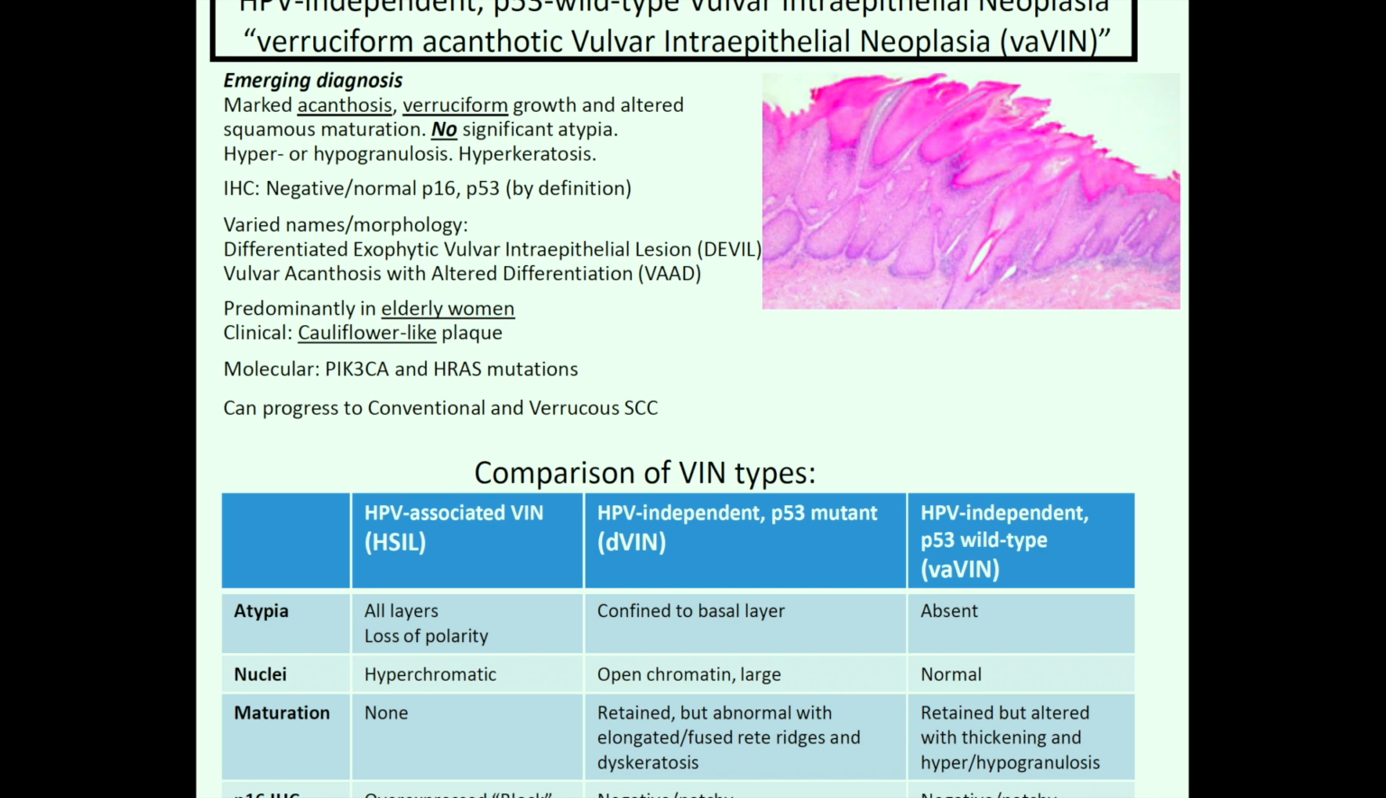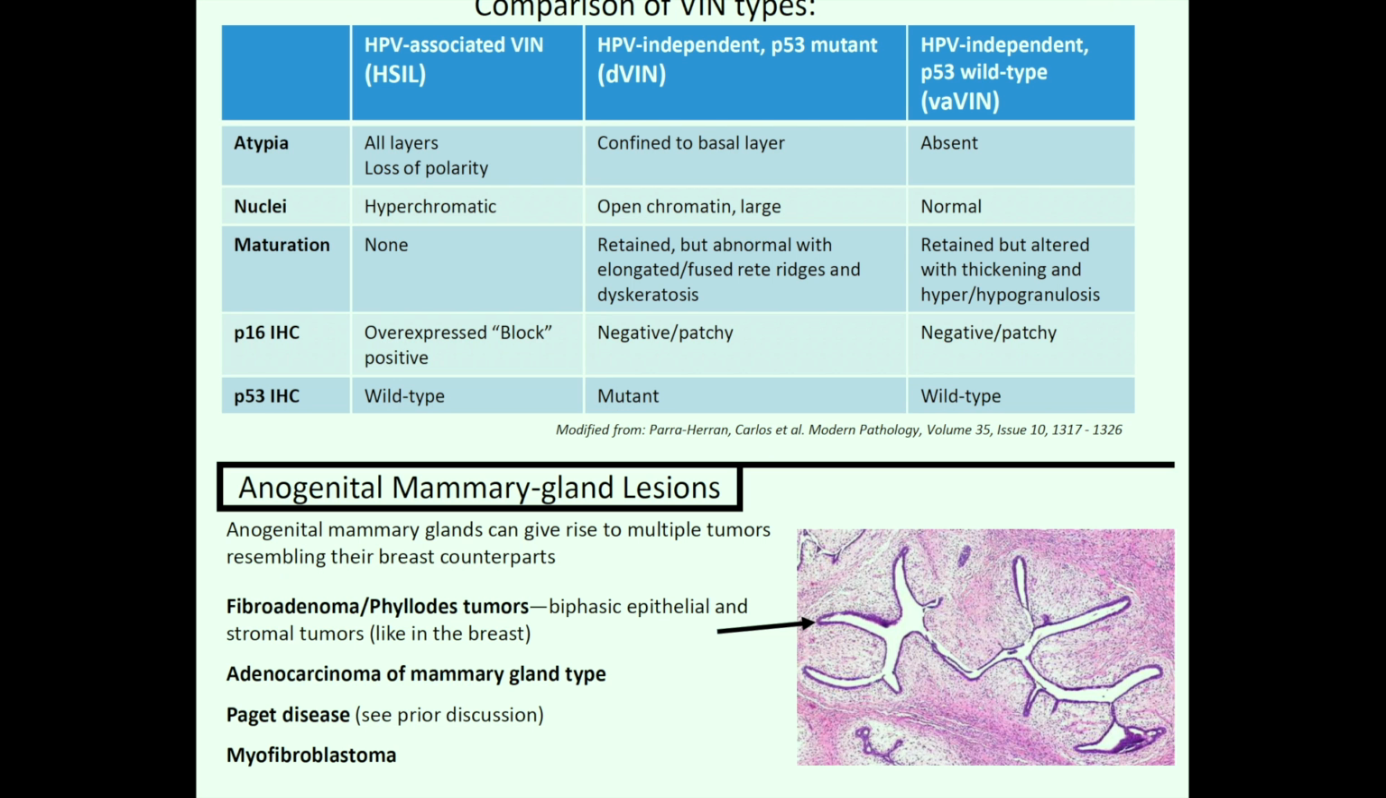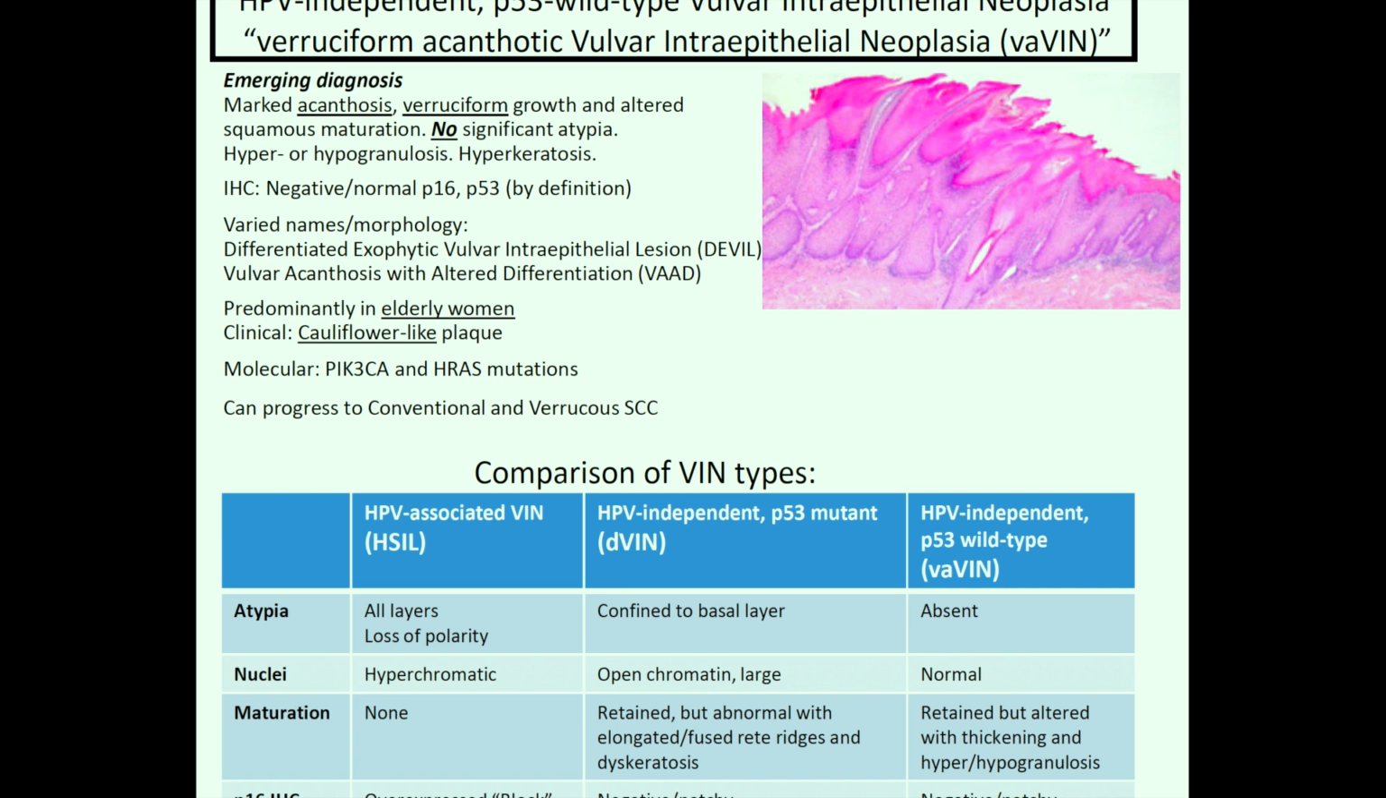You're also going to have varied names or morphology, such as differentiated exophytic vulvar intraepithelial lesion or DEVIL, vulvar acanthosis with altered differentiation or VAD. And this occurs predominantly in elderly women. Clinically, there are cauliflower-like plaques, and the molecular findings for VIN are PIK3CA and HRAS mutations, and this can progress to conventional and verrucous squamous cell carcinoma.